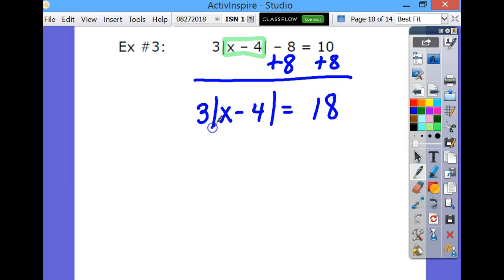Now, if this was a parentheses instead of an absolute value, we would distribute the 3. But remember from Friday, you never distribute into an absolute value. I need to get rid of the 3, and I cannot distribute the 3. The 3 is multiplied by the absolute value. The opposite of multiply is divide. I'm going to divide to get rid of that absolute value.